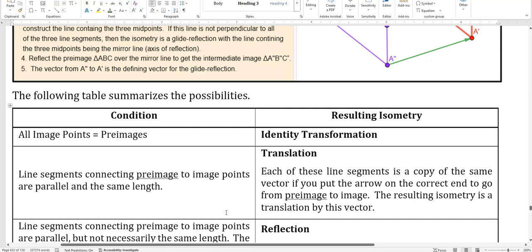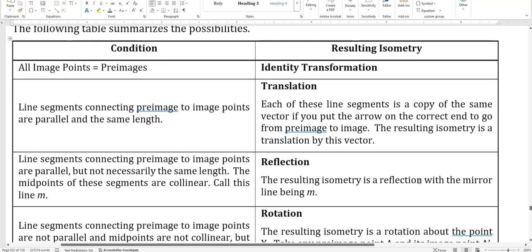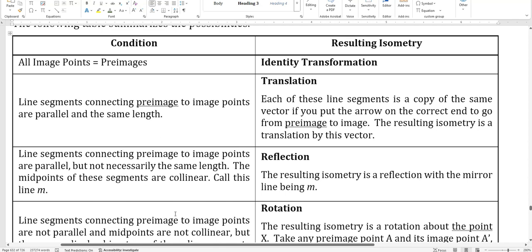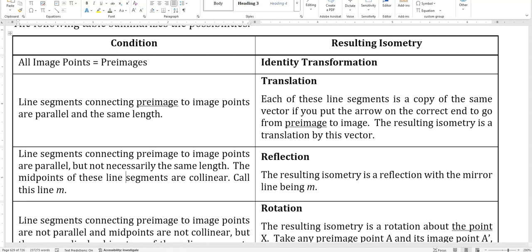Line segments connecting pre-image points to image points are the keys for deciding which of the rest happen. If they're parallel and the same length, then it's a translation. Each of these line segments is a copy of the same vector if you just put the arrow on the correct end to go from pre-image to image. The resulting isometry is a translation by this vector. If the line segments connecting pre-image to image points are parallel but not necessarily the same length, but the midpoints of these segments are collinear, call this line M. Then the resulting isometry is a reflection with the mirror line being M, that line that connects the midpoints.